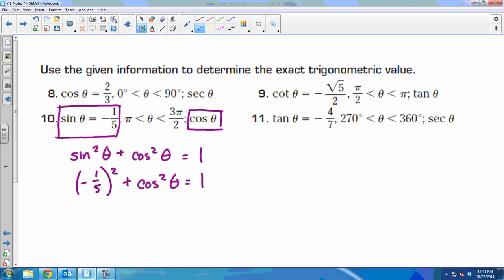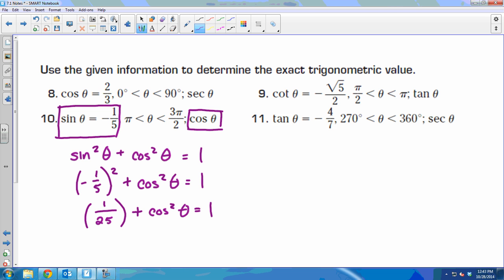Whatever identity you use, you have to have enough information where you only have one missing trig function. So if you say cotangent, that's cosine over sine, but you don't know cotangent, so that wouldn't help us. All right. So -1/5 squared is 1/25. These need to be in fractions, not decimals.